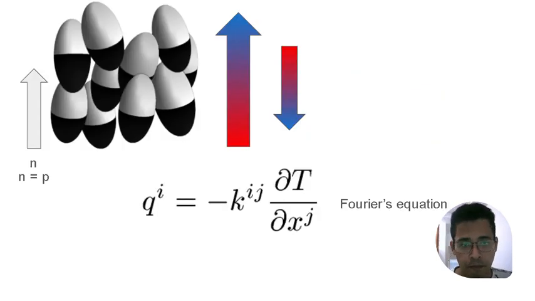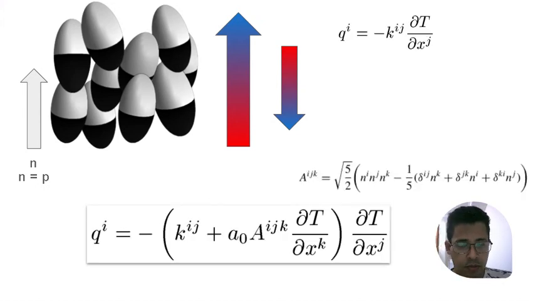So my starting point is the Fourier equation that rules the heat flux in materials. So I will modify this Fourier equation, placing new terms. New terms, this capital A ijk is representing a rank 3 tensor that comes from the polar symmetry that such materials have. And A0 is a parameter that controls the strength of this polar symmetry.